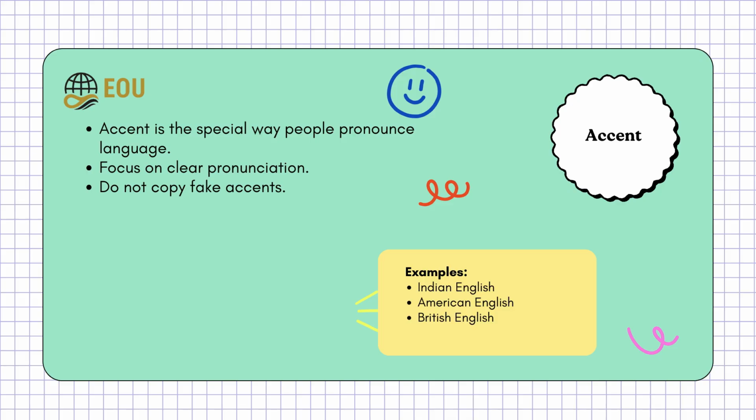Now let us understand accent. Accent is the special way people pronounce language. Different countries and regions have different accents. For example, Indian English, American English, British English. Remember, you do not need a fake accent. Your goal should be clear pronunciation and confident speaking.